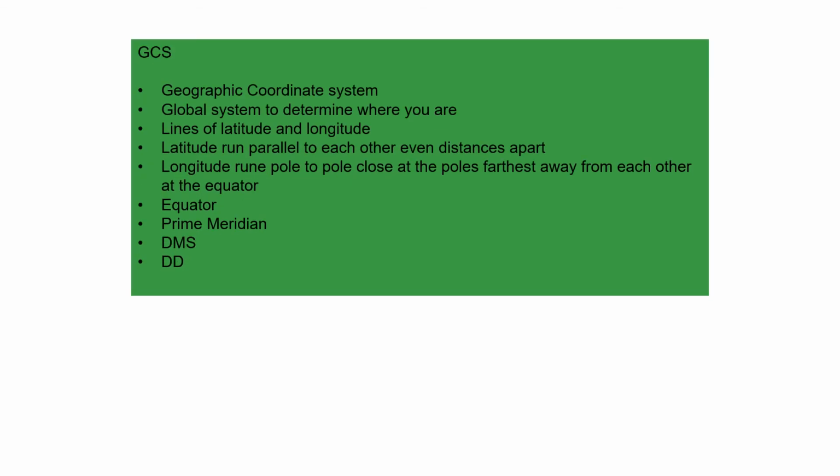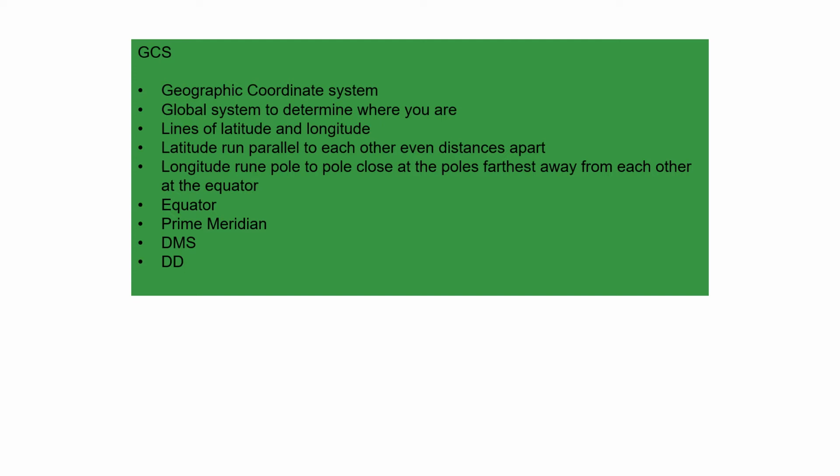If we talk about geographic coordinate systems, they're global systems that help you figure out where you are. They run in lines of latitude and longitude. Latitude lines run parallel to each other. Longitude lines run, not rune, pole to pole. They're closer at the poles and further apart from each other at the equator. The equator is sort of that midpoint between the poles.